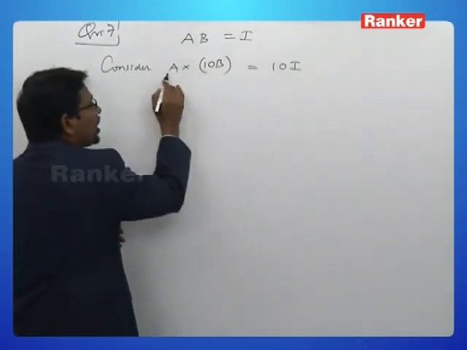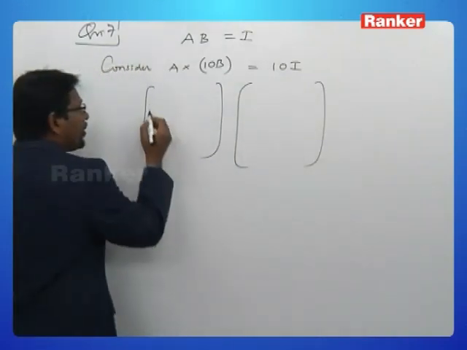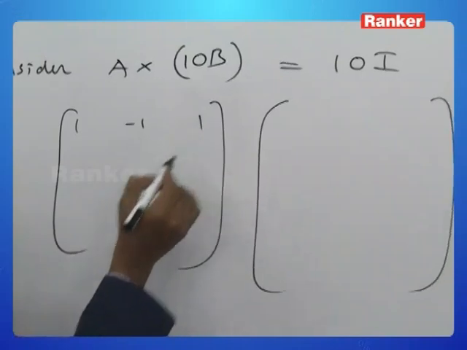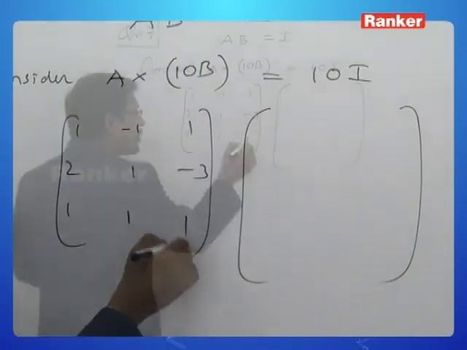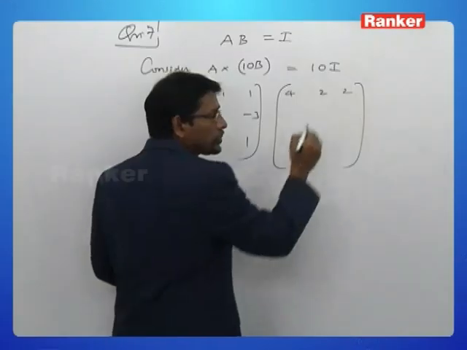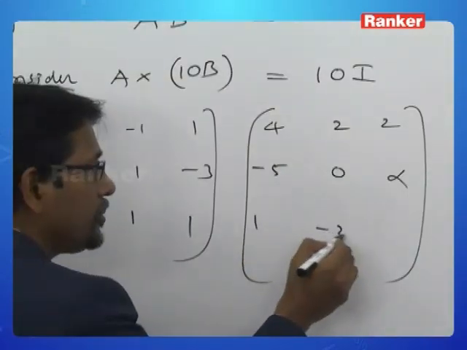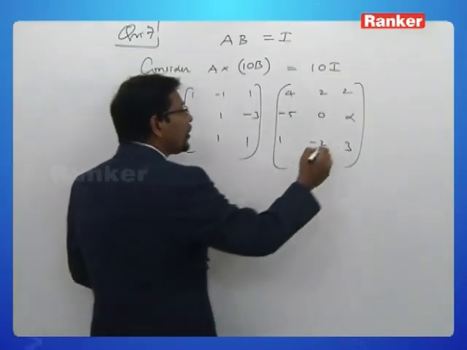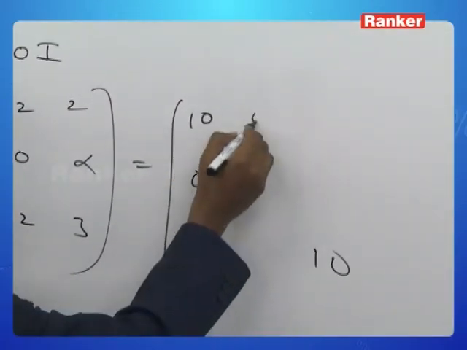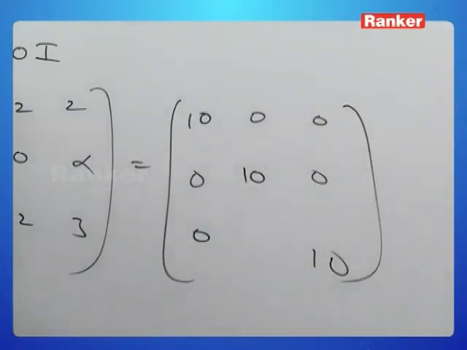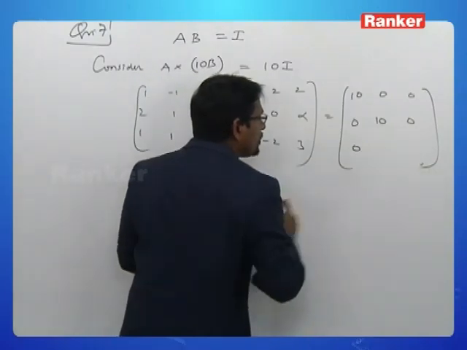We'll write it later. So what is A into 10B? A is, what's given? First row is 1 minus 1 1, and second row 2 1 minus 3, third row 1 1 1, 4 2 2, minus 5 0 for alpha, 1 minus 2 3. That should be equal to 10I. So 10 0 10 10 here, and the rest of the entries being zeros. That's 10I. So this is what we have here.